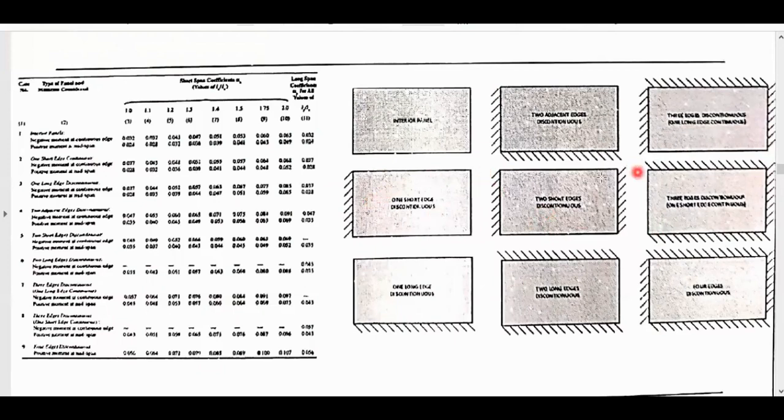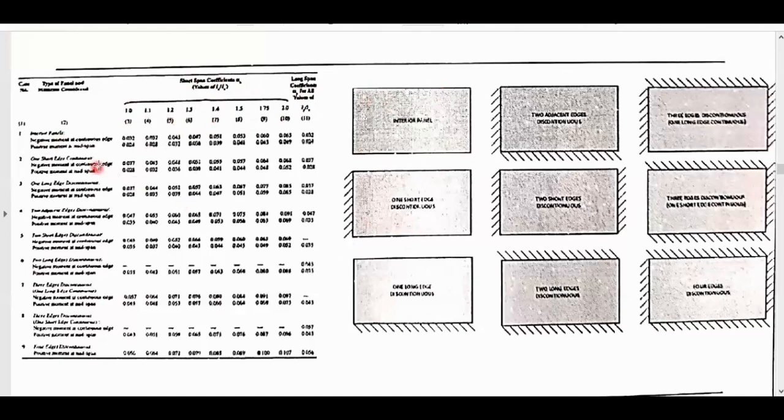So similarly there are different conditions here. Here only one edge, that is the shorter edge, is discontinuous. Here 2 shorter edges are discontinuous, 2 longer edges are discontinuous, 3 edges are continuous, here all are discontinuous. So such conditions are there, and we have the Ly by Lx ratio, and with respect to this Ly by Lx ratio I am going to obtain the value of alpha x and alpha y. So this is related to the end conditions, edge conditions.